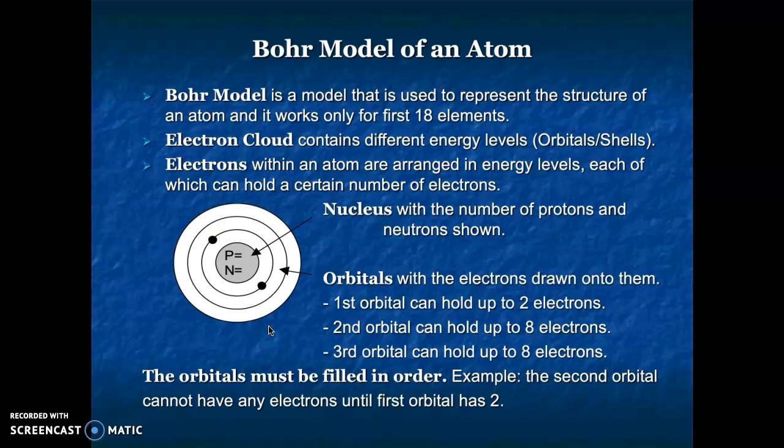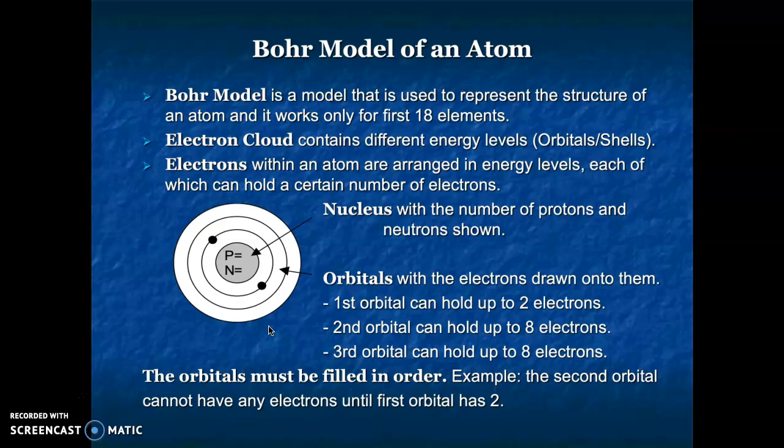So basically, when you draw this, you're going to be starting with the nucleus, and then you're just going to work your way out. What I mean by that is you'll start with the first energy level, then you'll go to the second, then the third energy level. And here are some rules about the orbitals. You can only put 2 electrons in the first energy level, and that's full. You can't put any more in there.